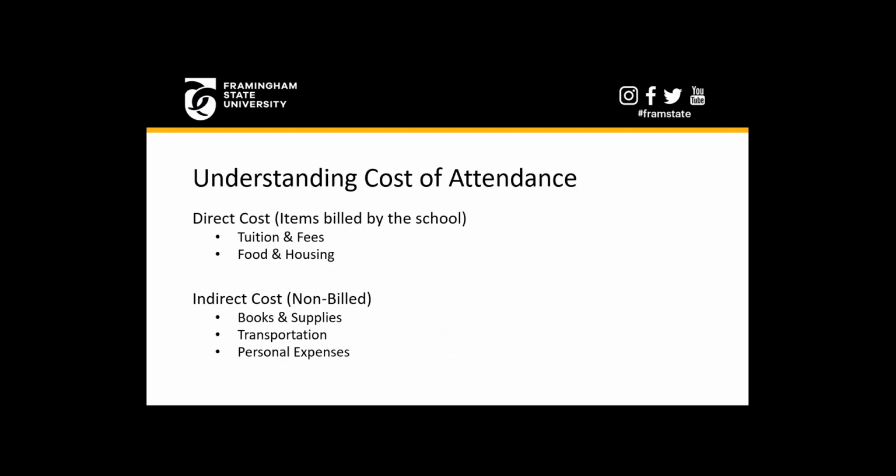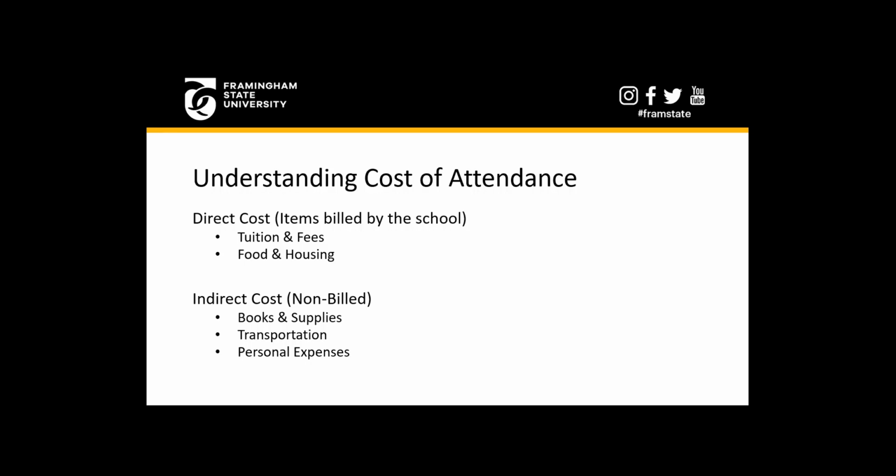The cost of attendance is made up of both direct and indirect costs. So the direct costs are items that are billed by the school. So this generally includes tuition and fees, as well as food and housing. So you will get a bill each semester for these items. There are also indirect costs associated with being a college student. So these are non-billed costs, but that you'll also have to take into consideration.